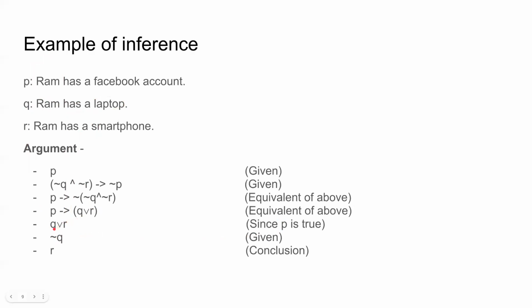Now we have proven that Q or R is true, and we are also given that Q cannot be true. So in order for this statement to be true, it is only possible when R is true. That's how we have proven that Ram has a smartphone.